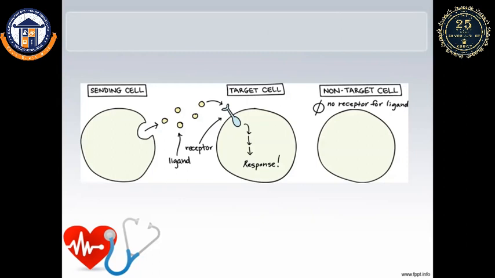The sending cell gives out ligand, whereas the target cell has receptors, where this ligand goes on binding to the receptors. A non-target cell does not have the receptor, and this ligand doesn't bind to the non-target cell. The response comes only from the cells which are targets and which have the ligand attached to the receptors.